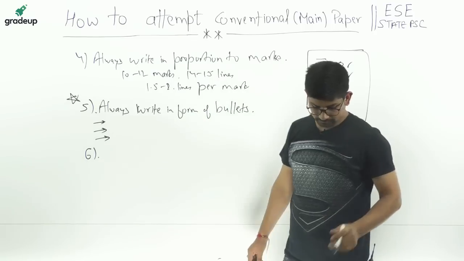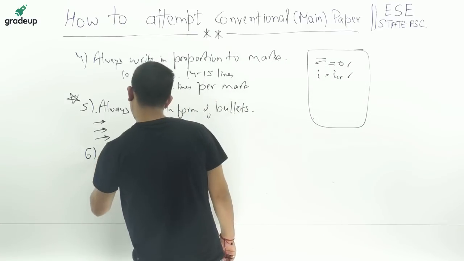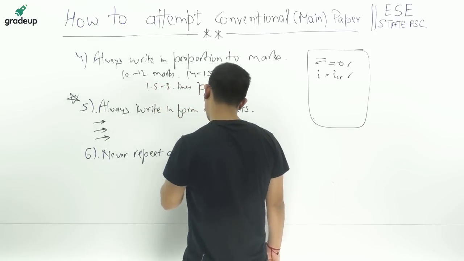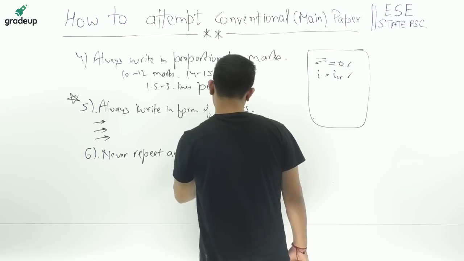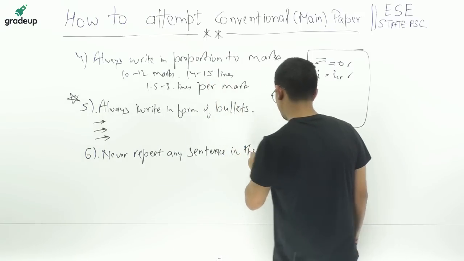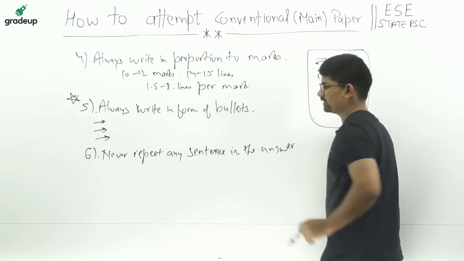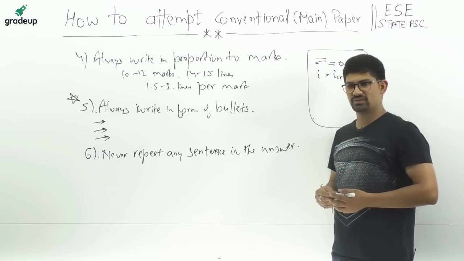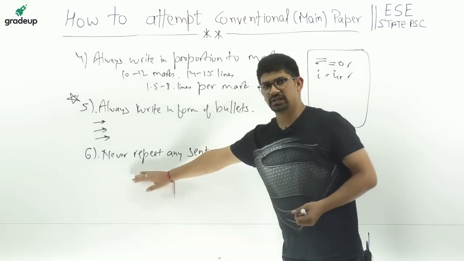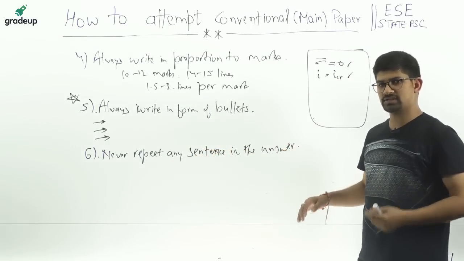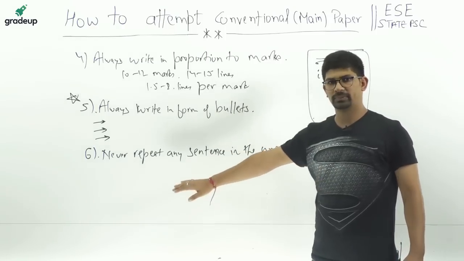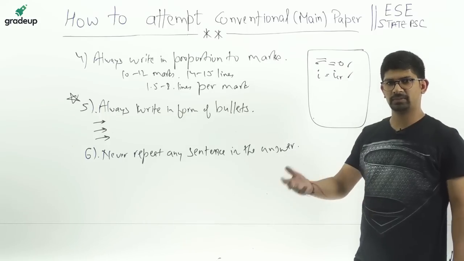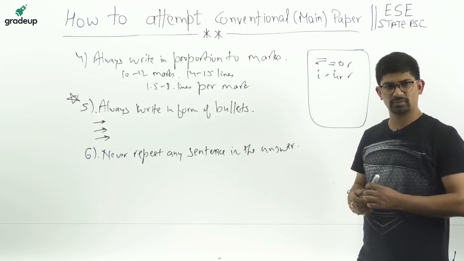The next point is, never repeat any sentence in the answer. You should not repeat the same sentence in active and passive form like you used to do in your colleges. In order to increase the length of the answer, students often tend to repeat the same point twice or thrice. You should not do that in the UPSC or state PSCs. It will lead to loss of marks.